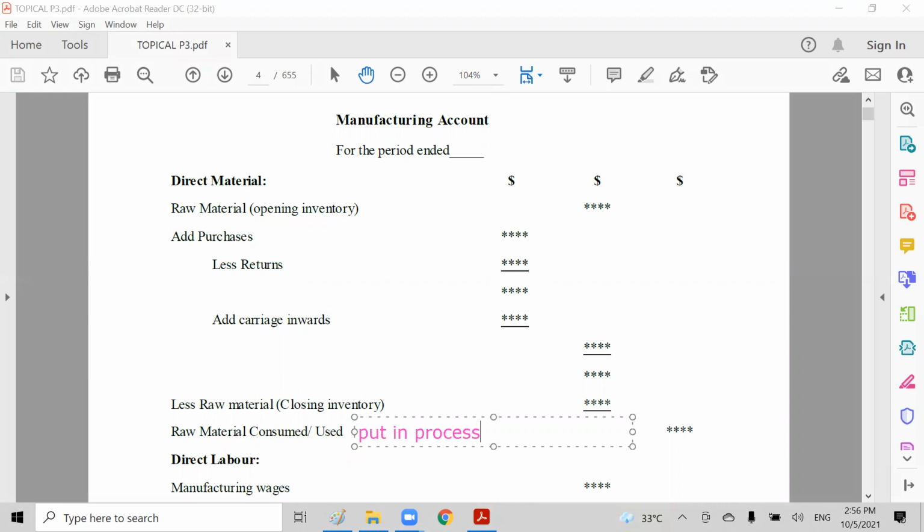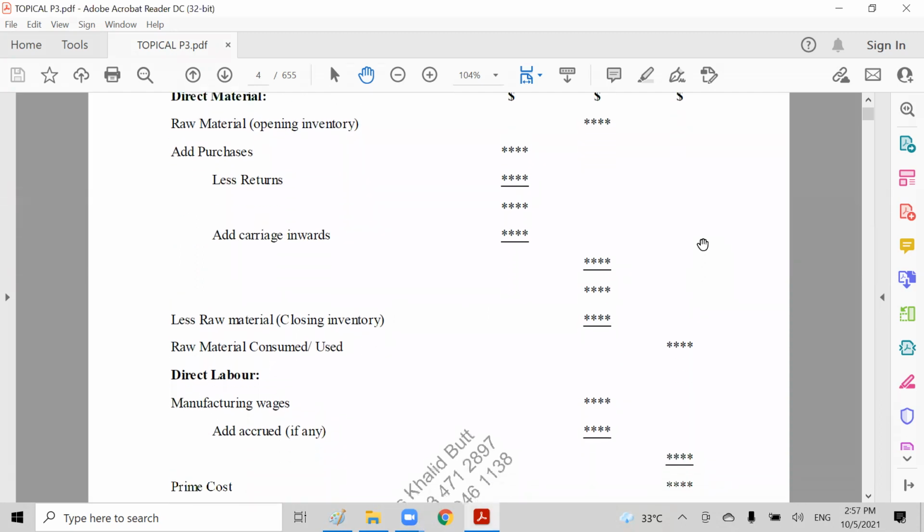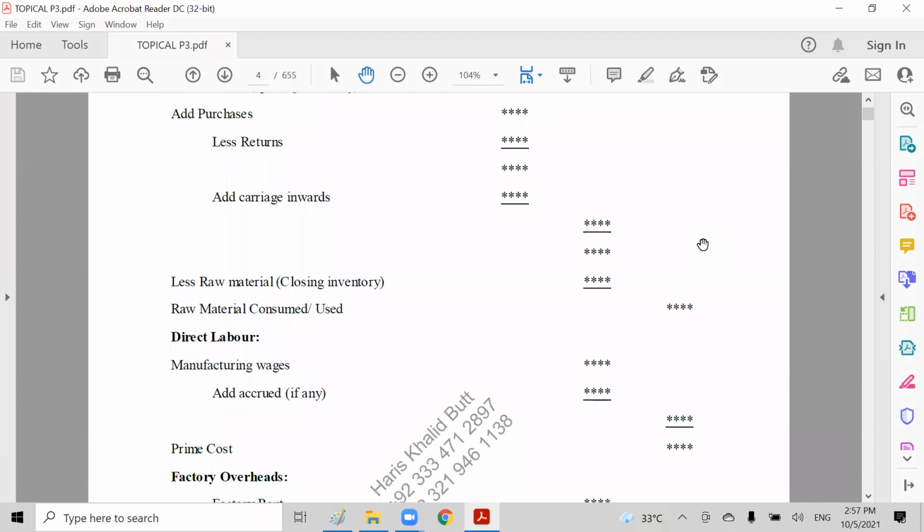That is the material which has been used and put in process. This is how we are going to record this. So next, raw material used. After raw material used, we have to add direct labor into this. And direct labor, we already discussed that it includes manufacturing wages, factory wages, or direct wages. These are all one and the same name.